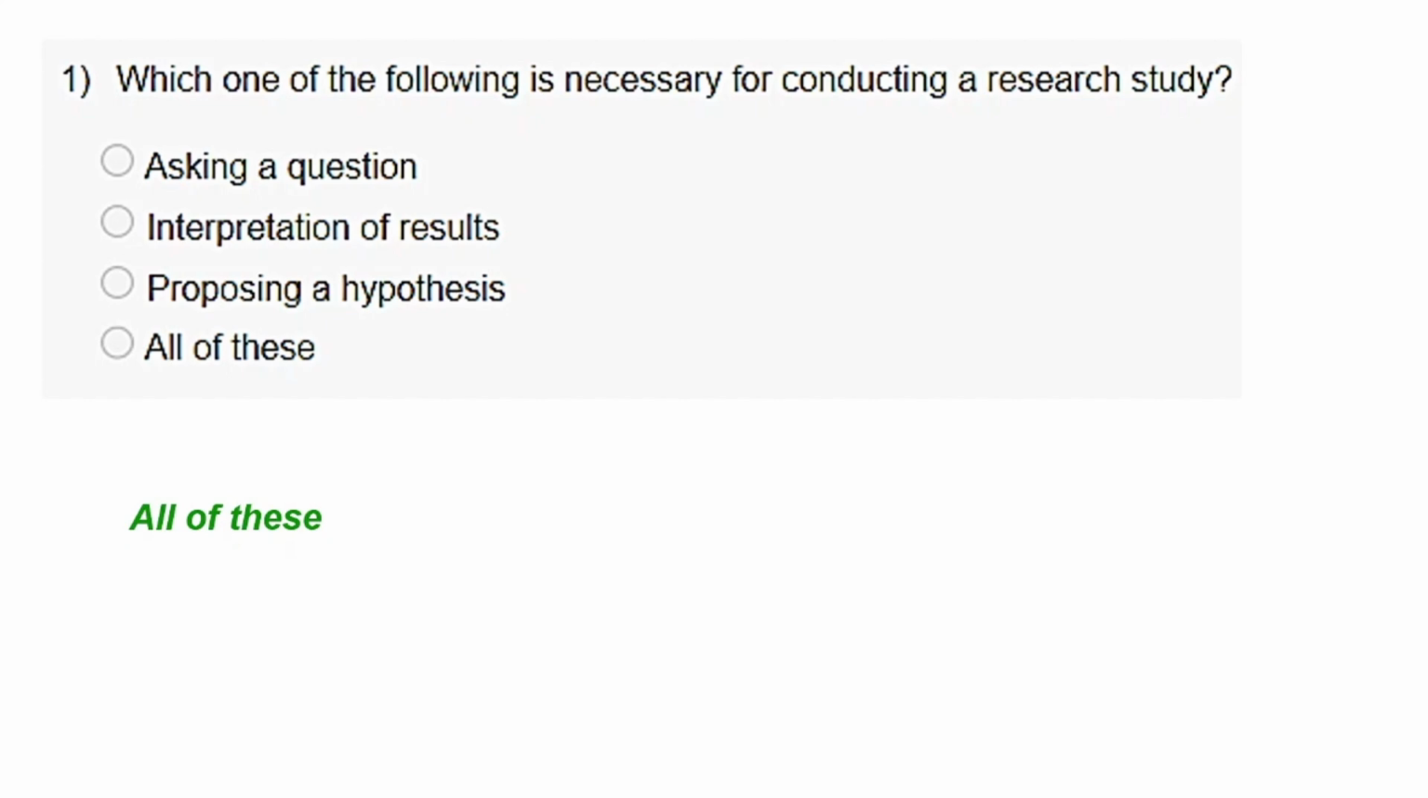So obviously, yes, in this question all of these things are very necessary for conducting a research study. First is asking a question, then proposing a hypothesis, then obviously work, and after you are done with the work, you'll interpret the results, and then maybe you'll have to repeat again, or figure out a new way of doing the work. So yes, all of these are true.